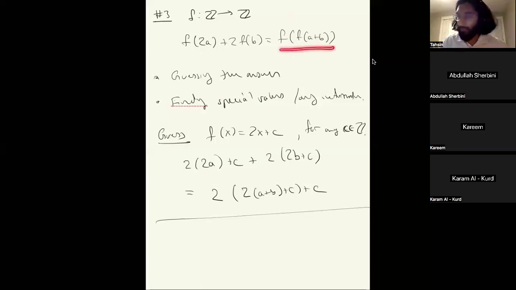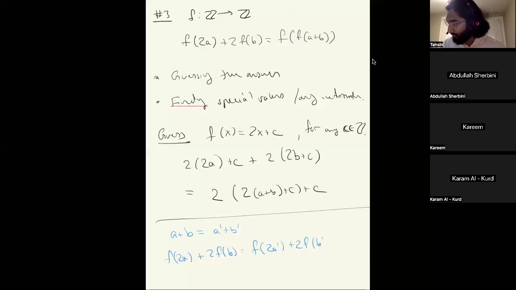So the key idea is the following. If a plus b equals a prime plus b prime, for some integers a, b, a prime and b prime, then you can actually get rid of this composition term. You can say f of 2a plus 2f of b equals f of 2a prime plus 2f of b prime. And now this, I think at least, is better to work with. And you can pick a prime, b prime, a, b however you want.